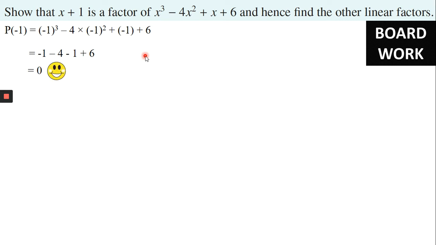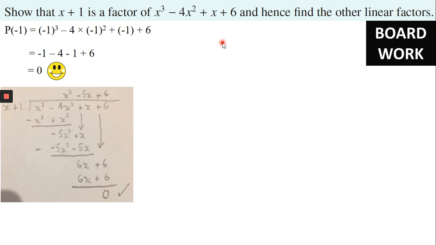So first step. Now what I have to do is actually do the long division to find what the other factors are. So even though I've proven that it's a factor, I've still got to do the long division. As you can see, I've done the long division here. Here is my thumb when I took the photo. So I did the long division.